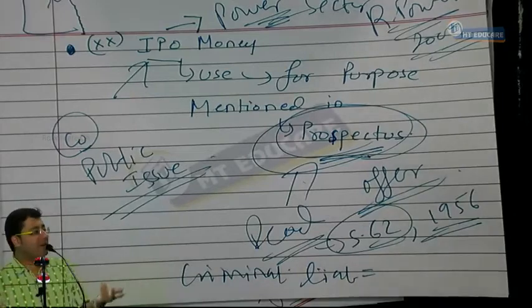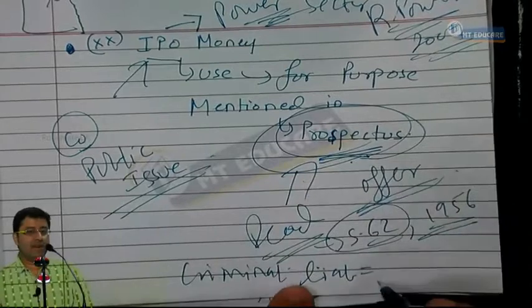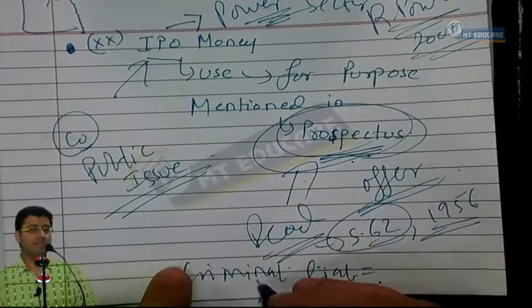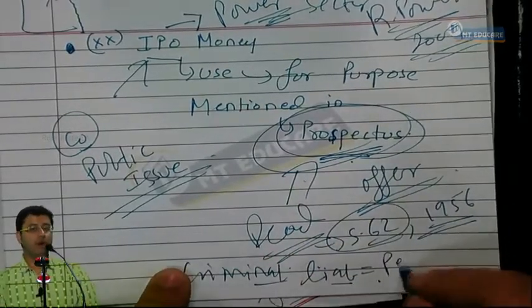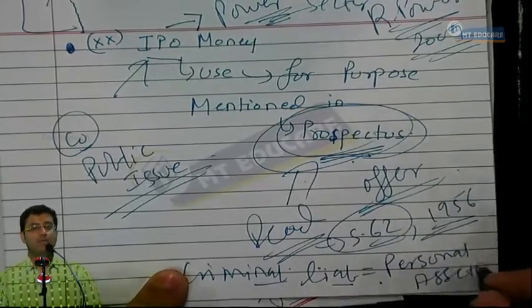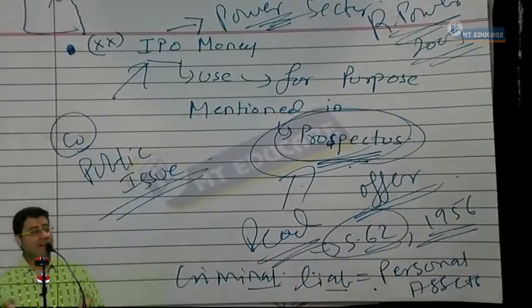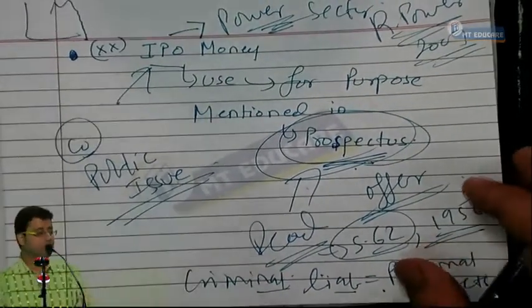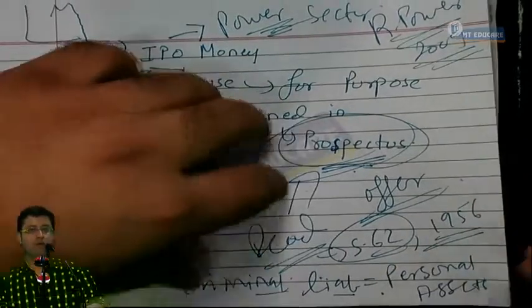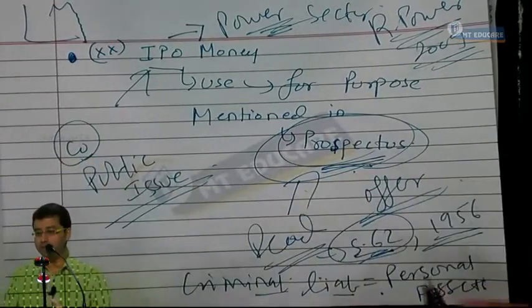Listen to what I am saying. If the prospectus is read and the contrary happens, then there is a criminal liability in which the auditor's personal assets will be attached. So sell home, sell office and repay the money. And if that is also not sufficient, then you will go into imprisonment. So this is section 62, criminal liability for misleading prospectus.